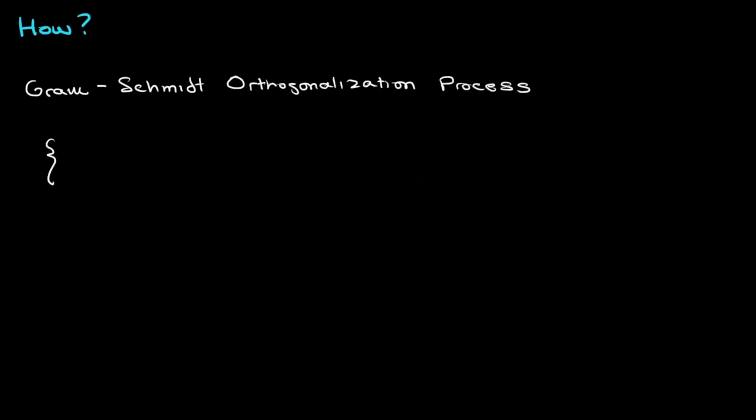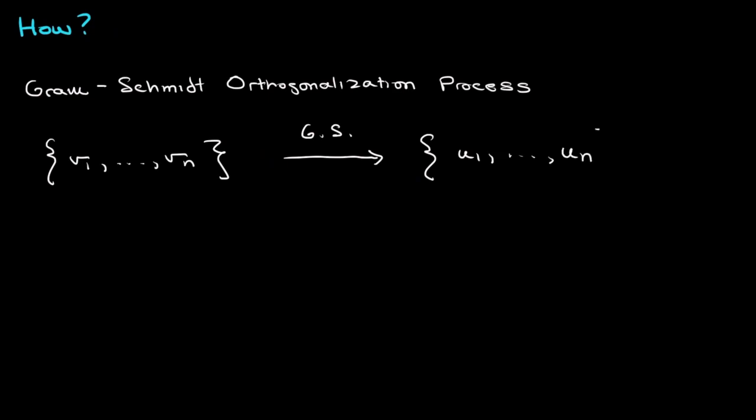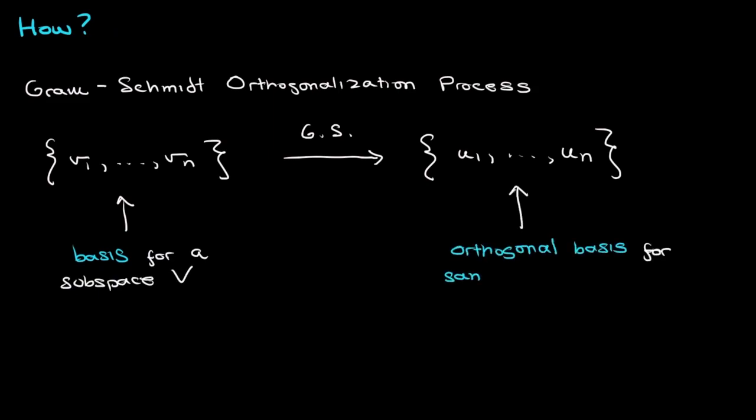And remember, Gram-Schmidt is going to take in a basis for a vector subspace, v1 through vn, and it's going to spit out a basis for that same space that is orthogonal. So I'll call that orthogonal basis that Gram-Schmidt spits out u1 through un. So this is a basis for a subspace V. And this is a basis for that same space V, and it's orthogonal.